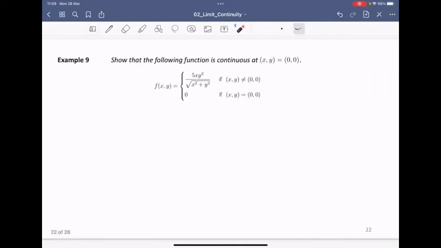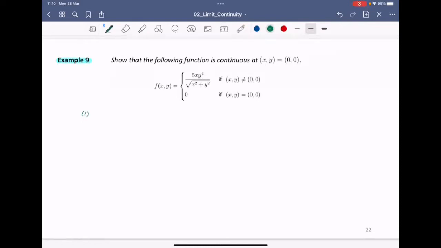Well, let's take a look at the example now. For this class, my focus is I want you to know how to check that a function is continuous. So we're gonna mainly focus on how to check that the function is continuous. Let's start from example 9, everyone. Let's show that this given function is continuous at (x,y) equal to (0,0). First of all, it's gonna be an easy one because you have to check condition number 1, condition number 2, and condition number 3.